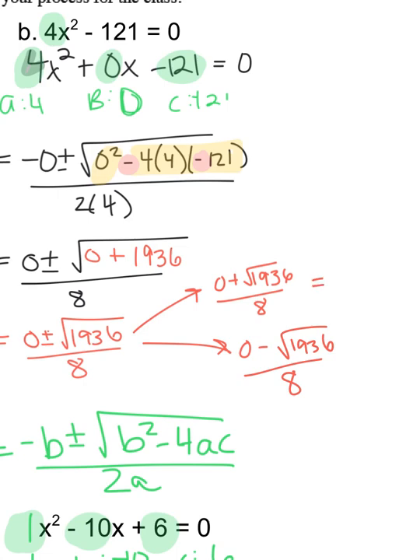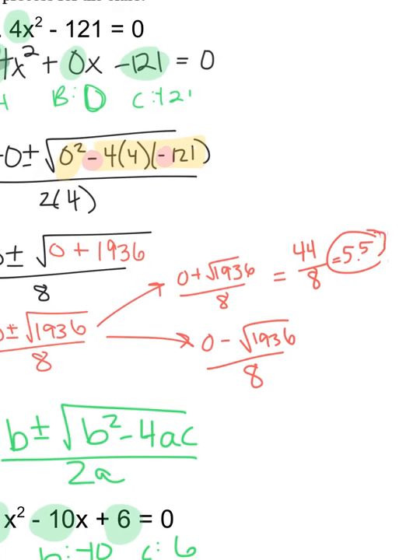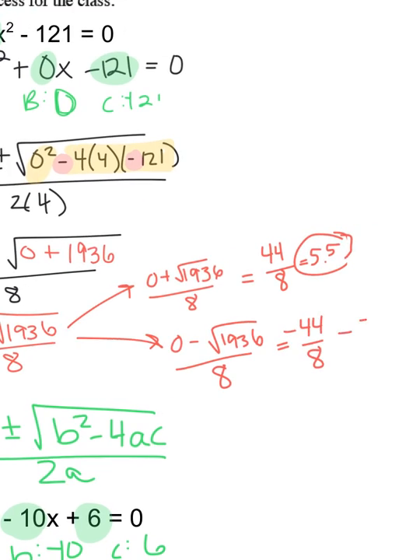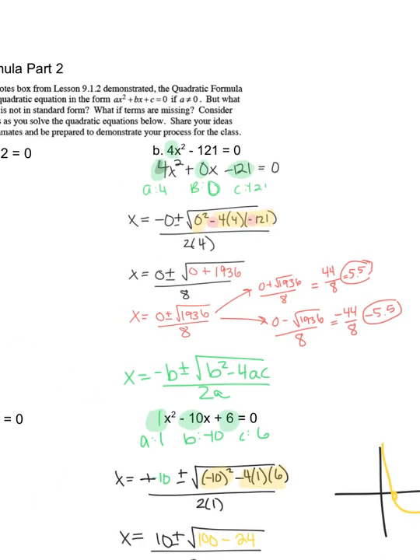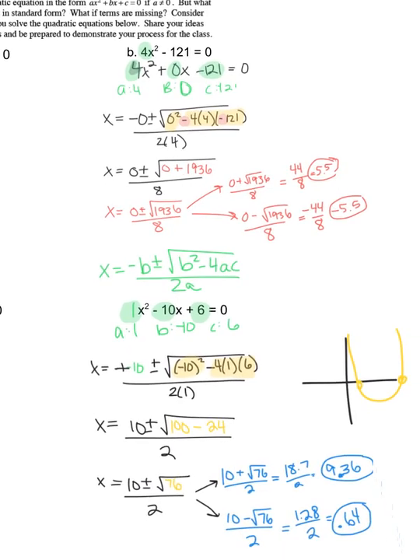So the first one in a calculator, if I do 0 plus the square root of 1,936, I get 44, and then I divide by 8, which is 5.5. Our second one, if I do 0 minus the square root of 1,936, I get negative 44, then divide by 8, and I get negative 5.5. So these are our solutions for when we solve for x on any quadratic. They also represent the x-intercepts, or where the graph crosses the x-axis at positive 5.5 and negative 5.5.